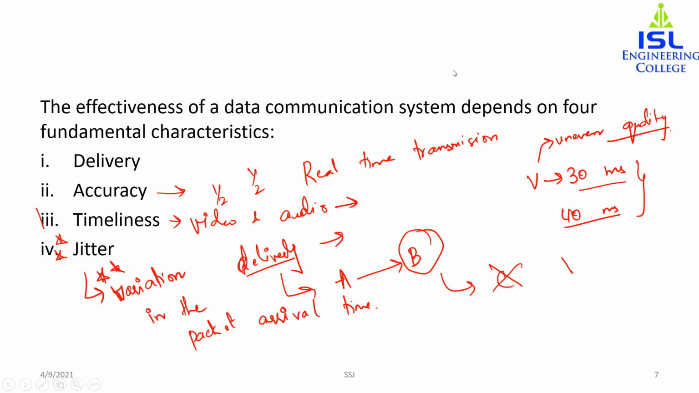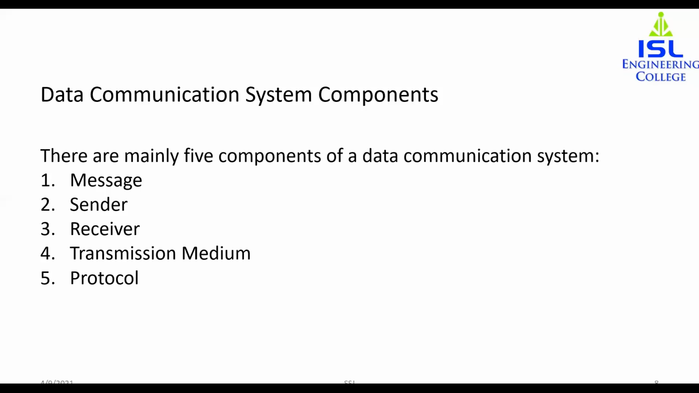Okay. Now next, we'll be studying about data communication system components. So there are mainly 5 components of a data communication system. Before we see these 5 components, we will see the diagram for the same.